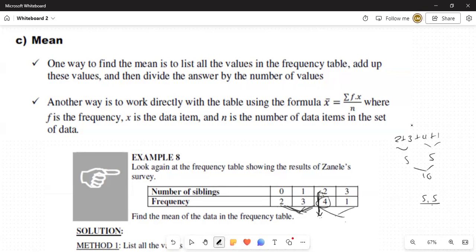the middle number of children the family is going to have, the number of siblings, is 2. Then we also have the mean. One way to find the mean is to list all the values in the frequency table, add up those values and divide them.